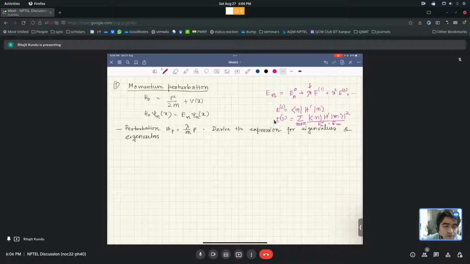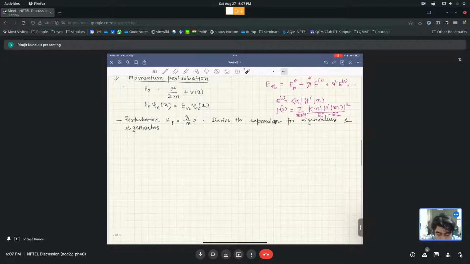In this summation over m, m is not equal to n, because otherwise the denominator will go to 0 and this thing will diverge, become infinity. That is not well defined. Similarly you can go on and calculate different orders, and you can also calculate the perturbative corrections to the eigenstates. Now, this is the main part of perturbation theory.